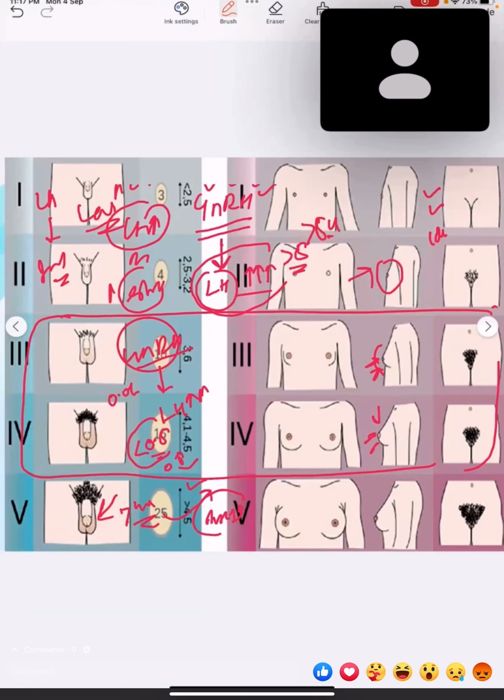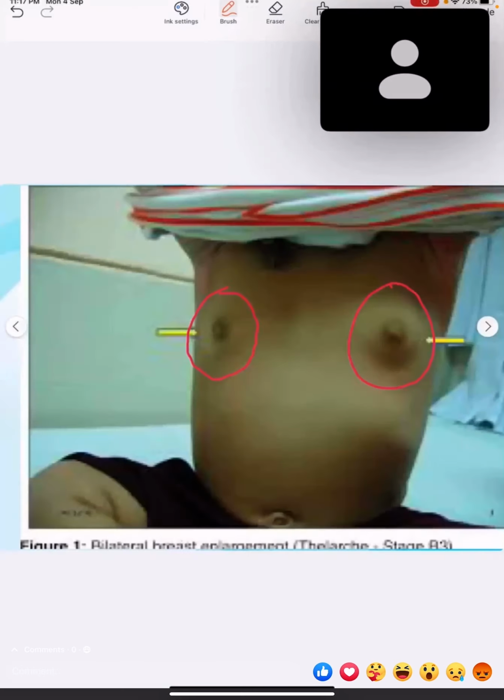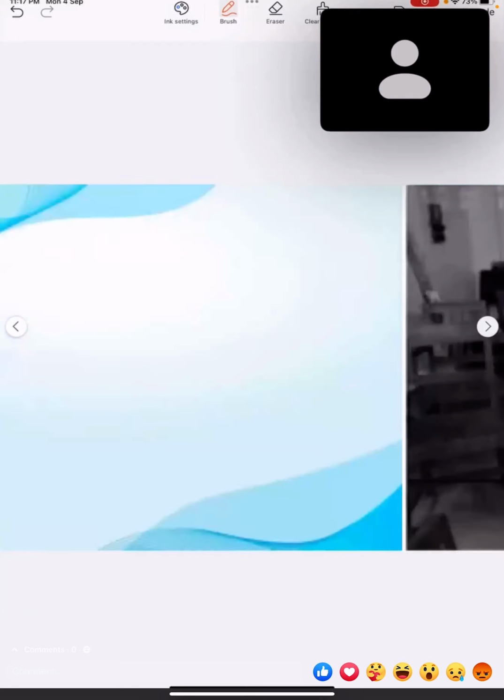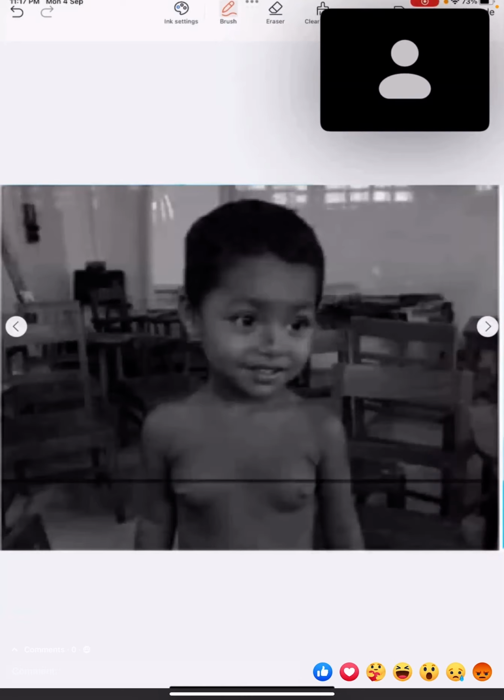Now you see the difference. Is this premature or central precocious? You can see the merging of the areola with this. There is no elevation, and this area is also not elevated. We see it laterally. There is no elevation between the areola and the nipple area. What you see here is the benign variant.